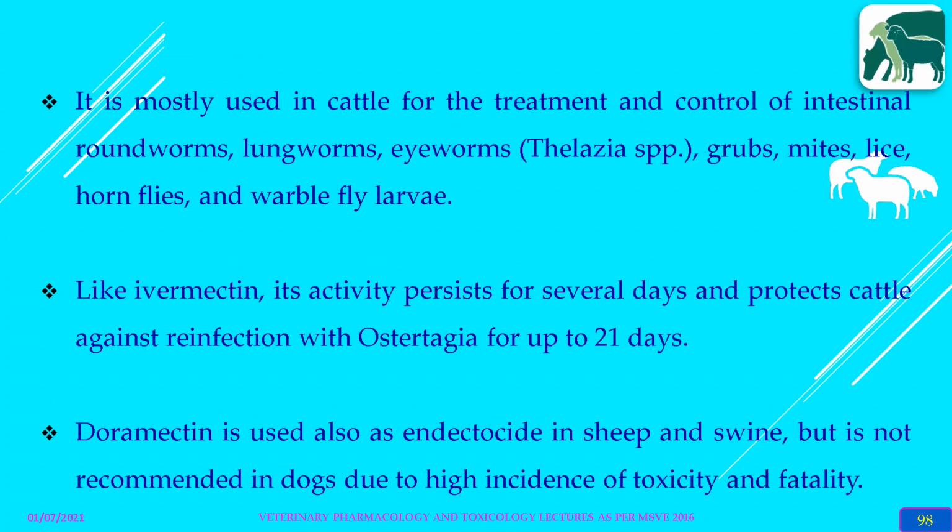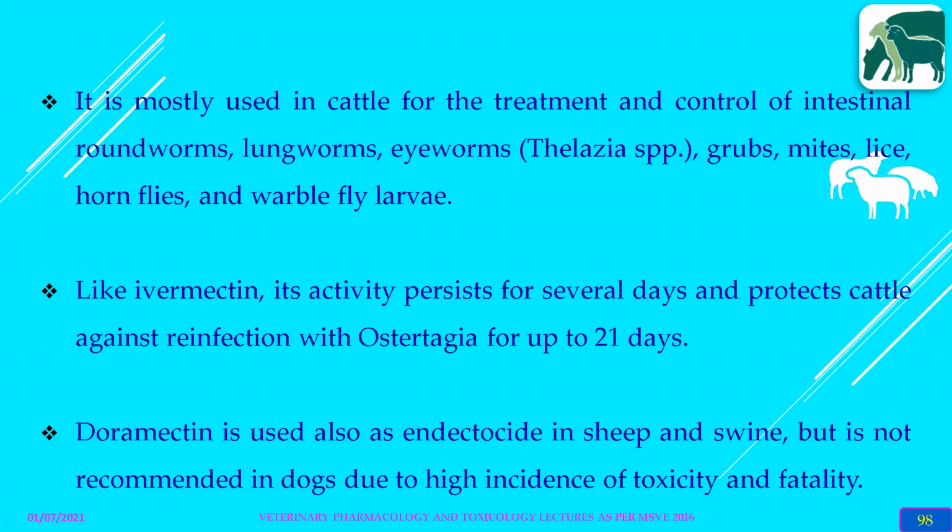It controls intestinal roundworms, lungworms, eyeworms, that's Thelazia rhodesi, then grubs, mites, lice, hornflies, and warble fly larvae. So the action is very similar to that of the ivermectins, and it actively persists for several days and protects cattle against infection with Ostertagia for up to 21 days. It's a very big period. Doramectin is used as an endectocide in sheep and swine, but not recommended in dogs due to high incidence of toxicity and fatality.